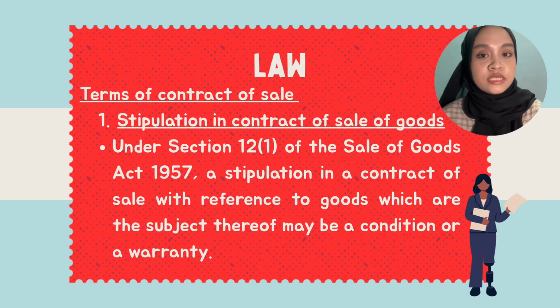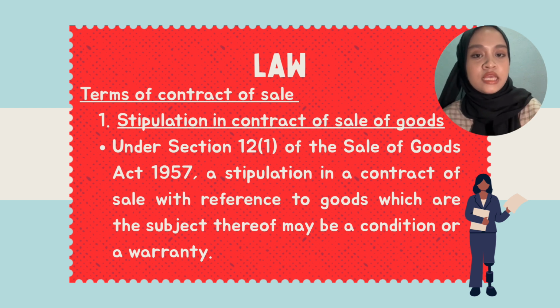Furthermore, there are also terms of contract of sale. They are classified by condition and warranty. But before that, I will be explaining about the definition of stipulation. Under Section 12, Subsection 1 of the Sale of Goods Act 1957, a stipulation in a contract of sale with reference to goods which are the subject thereof may be a condition or a warranty.